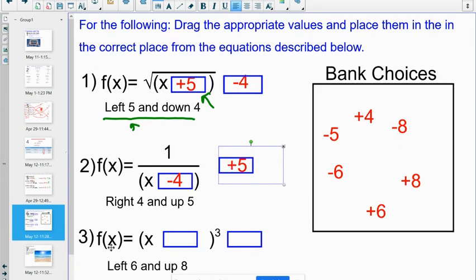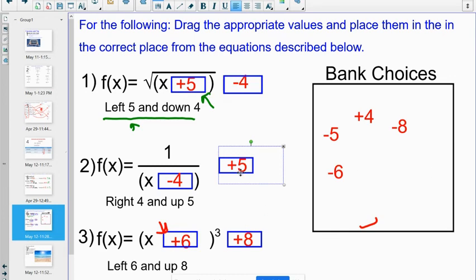Now for this last one, part 3, the horizontal shift is going to be in this box right here. I'll draw a little arrow. Remember, this is a horizontal shift. So left 6. If it's left, it's that plus. Plus 6 and up 8. So we're going to drag the positive 8 there. This is a good example of what you could see on your quiz.